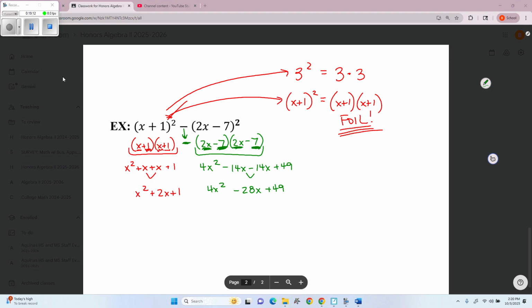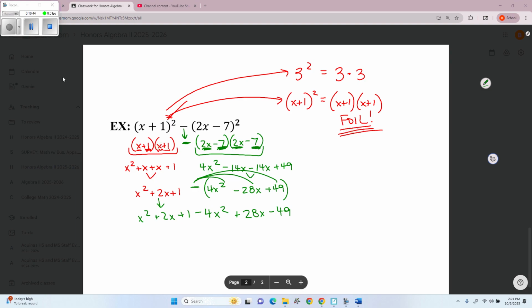Friends, I have to keep parentheses around that second result. The reason being, because I am subtracting all of those terms. If we don't keep the parentheses in there, we don't see that distributing the negative. So this really is a negative 4x squared plus 28x minus 49. When we go to combine with these first terms here, x squared plus 2x plus 1.